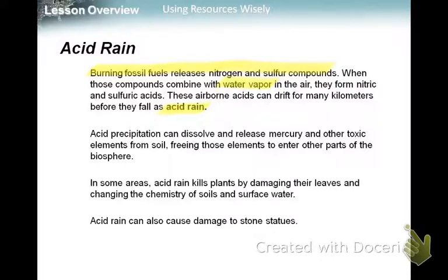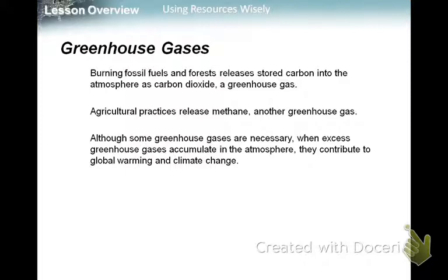Acid precipitation can dissolve and release mercury and other toxic elements from soil. So it doesn't just do its damage, it can cause a chain reaction of more damage. Acid rain can kill plants, damage their leaves, and change the chemistry of soils and water. It can also cause damage to human architecture, stone statues. If you see black smears on limestone faces of buildings or limestone details of buildings, it's due to acid rain.